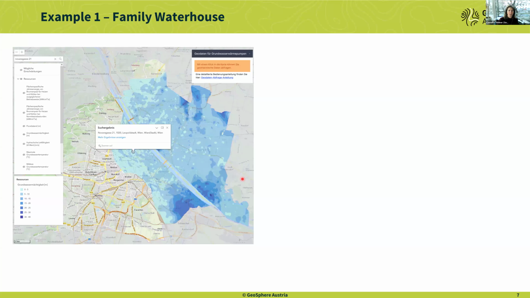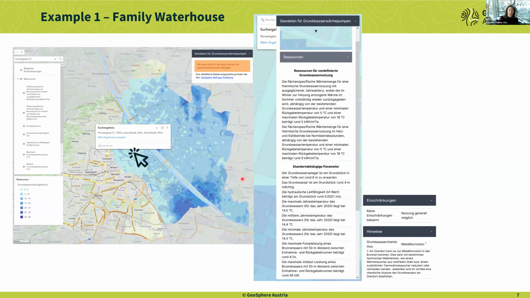And so that's what the experience of at least the Waterhouse family is. So many different layers. But luckily, if you just click on any location, you get this text that tells you all the values of all the different parameters that I just mentioned, and also includes the different possible limitations and other important information here. So at this location, we see that the pumping rate is, for example, 4 liters per second.